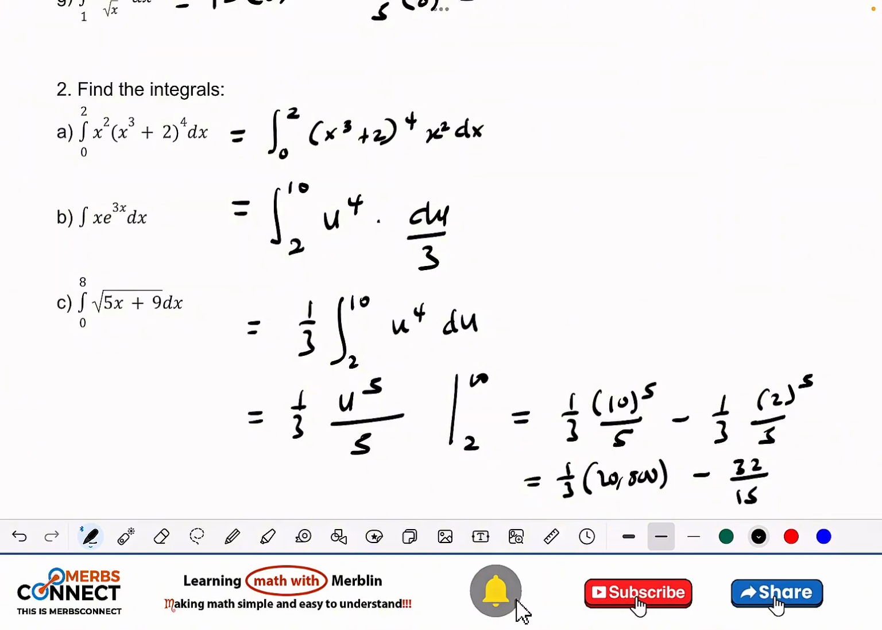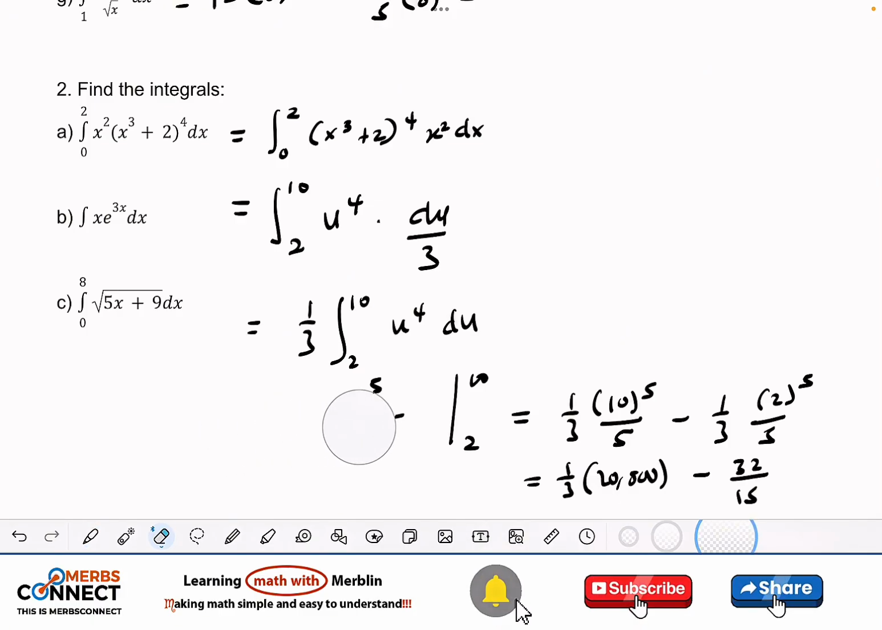So we can just leave the final answer in this form, right? All we need to do is know how to do the integration, right?